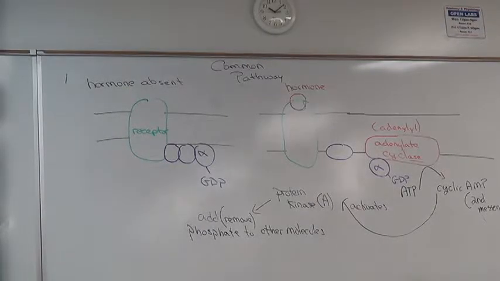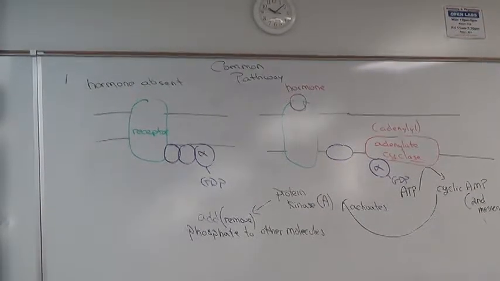Let's say we already have active enzymes in the cell. Protein kinases have been activated and we phosphorylate enzymes and they're working. How do we get rid of those enzymes?